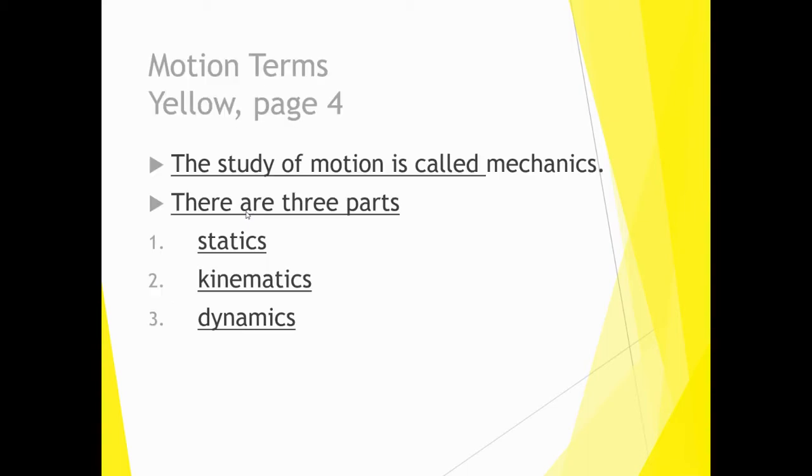So you're going to be in your yellow packet on page 4, and you should have some guided notes here with some blanks. So you should be able to fill a lot of this stuff in as I talk. So the study of motion is called mechanics, and that's the motion of anything. And there are 3 parts to studying mechanics. Those are statics, kinematics, and dynamics.